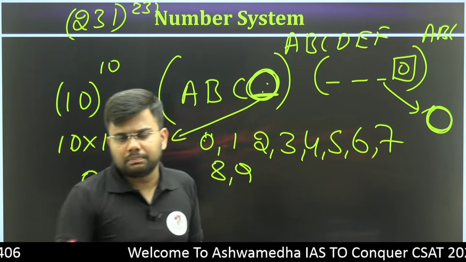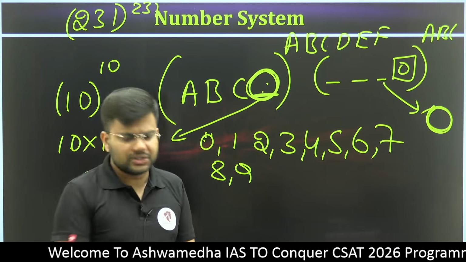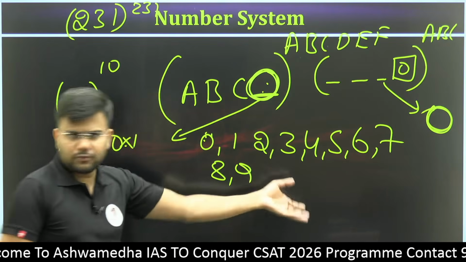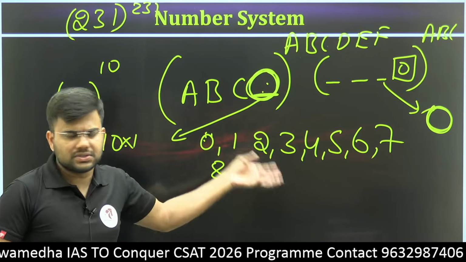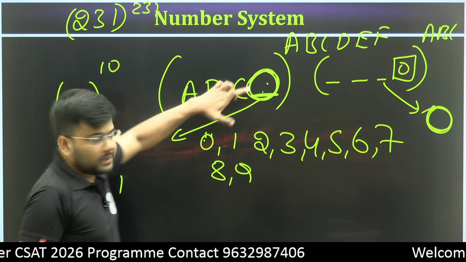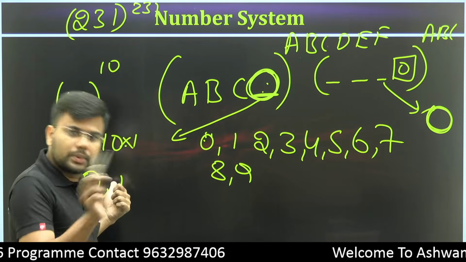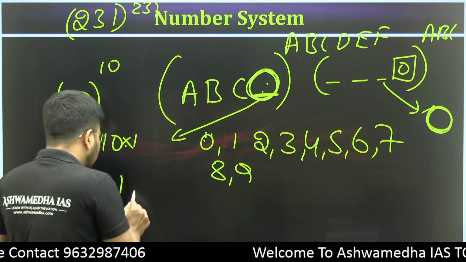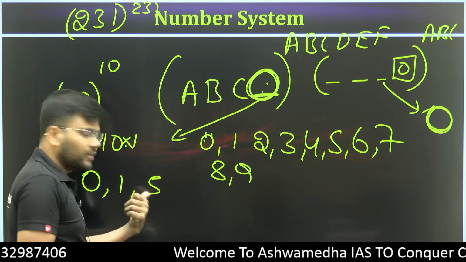Sir, please solve the questions. We shall solve the questions based on unit digit in the further class. There are multiple questions based on CAT, CDS and CAPF, and we shall solve those. So now, if you get 0, the unit digit would be 0. If 1, the unit digit would be 1 itself. If it is 5, 5 itself.